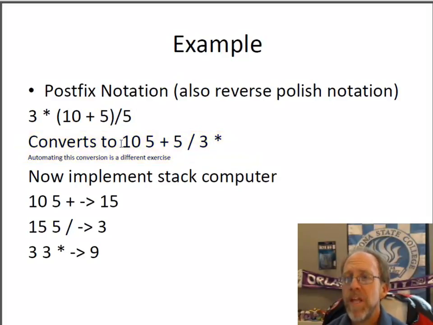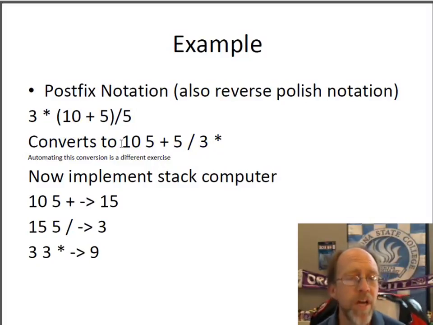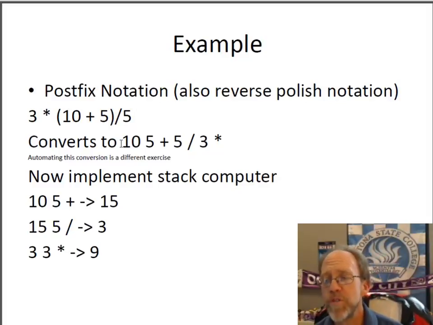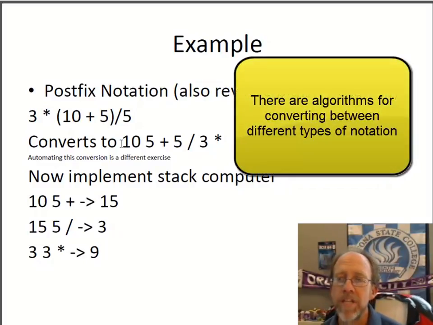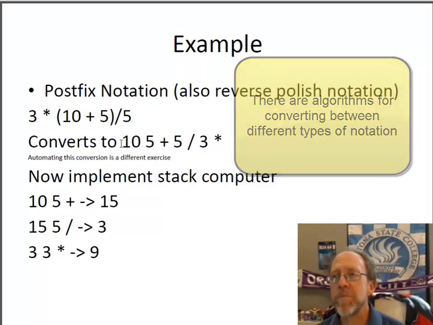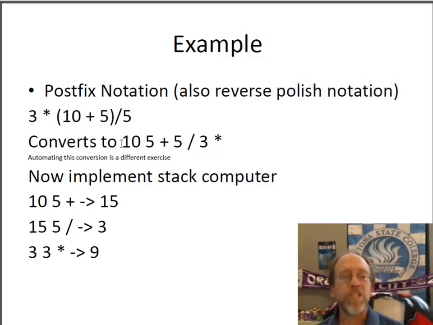Pretty straightforward here. The automation of converting different forms of an equation to postfix notation is a different exercise, but there are algorithms that do that also. So how do you take a string and convert that string to a postfix notation that you can now implement as part of a stack? That's something that you can actually research and do. These are both methods of relating an algebraic expression, and in this case, they are equivalent.